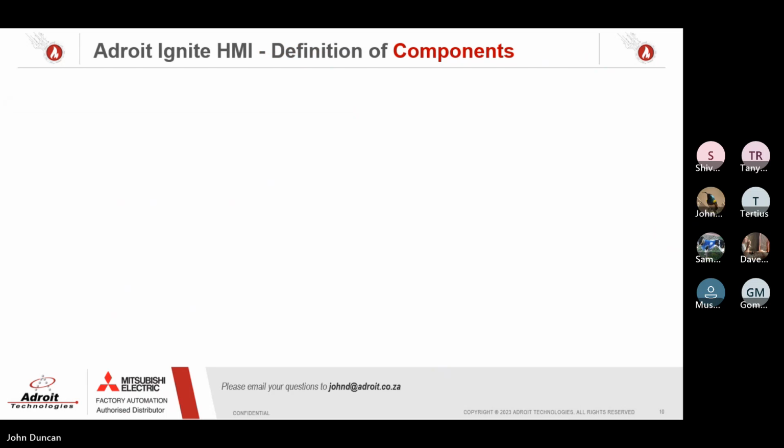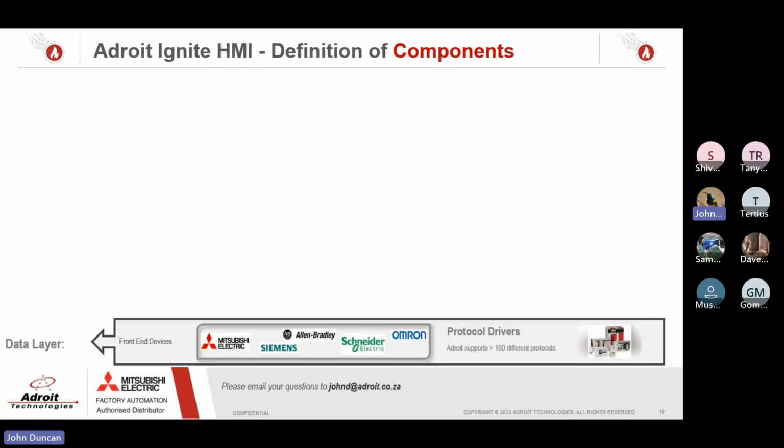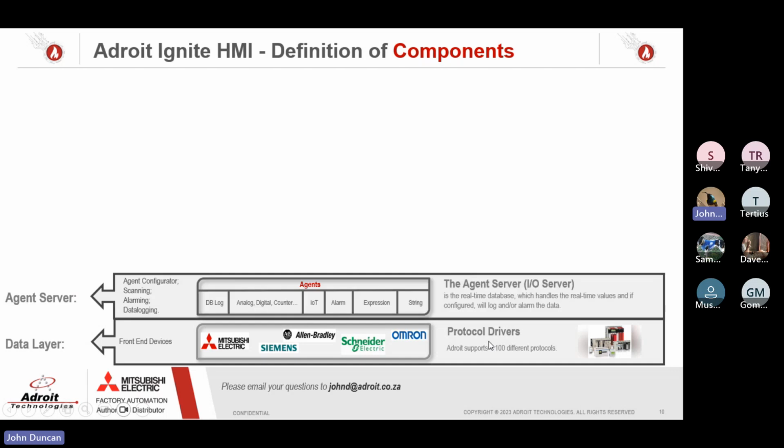So if we look at the Adroit package and all the various components that come with it, we can start off with the data layer, as we call it, which is where all your front-end devices would sit. Now, we have basically over 100 different protocol drivers that we have developed, and we talk to all the major PLC or automation companies like Mitsubishi, Siemens, Schneider, Allen Bradley. So that is your data layer at the bottom. On top of that, what that connects to is what we call the agent server, or other companies call it the IO server, which is our real-time database, and that handles all the agents, which I'll come to just now. And from here, you do all the configuring of the scanning, the alarming, and the data logging.